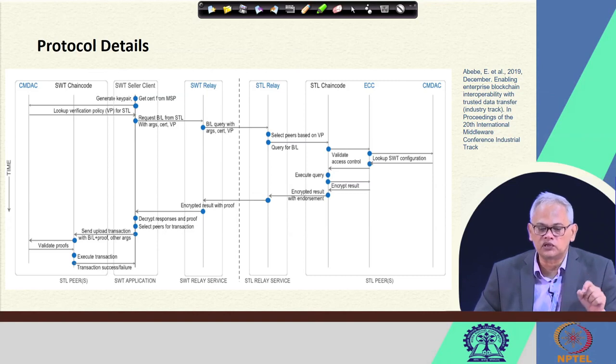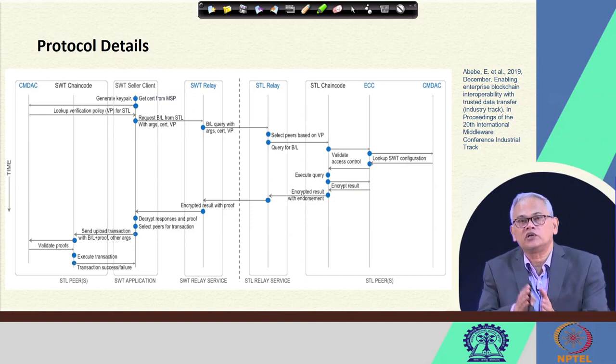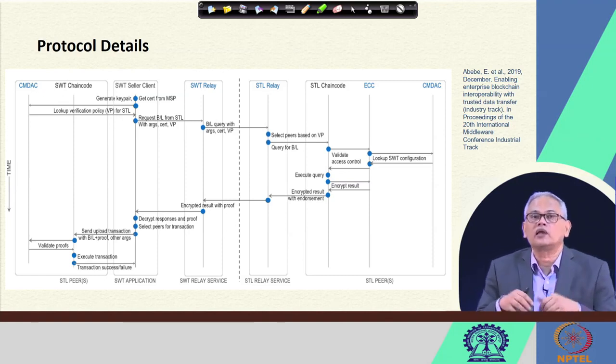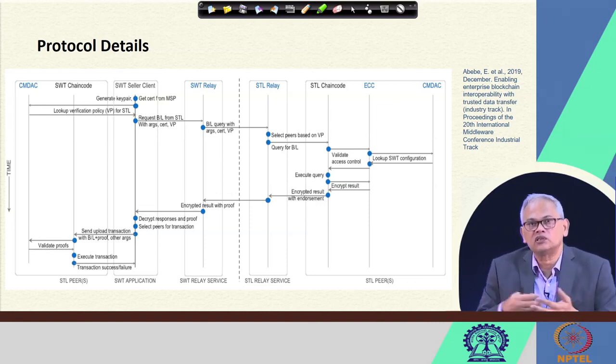So, the SWT network has originated the request, as shown in this sequence diagram. The corresponding chain code has generated this request, which is now asking for this bill of lading from STL with appropriate arguments and the required certificates, which are transmitted by the SWT relay to the STL relay, and then it goes to STL's chain code. It will validate the access control rules that are there and look up the SWT configuration. That means whether SWT is indeed a valid destination where I can send my data.